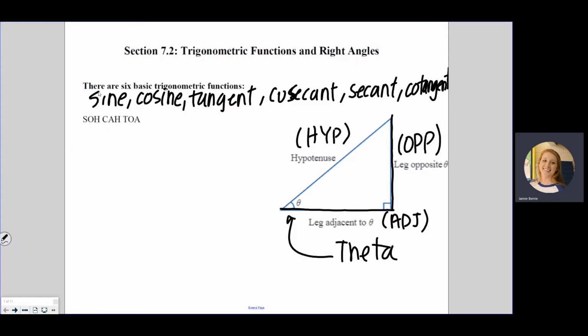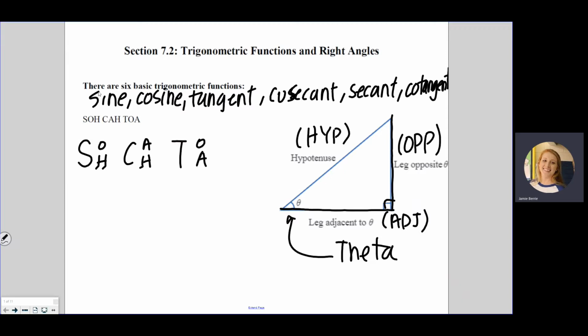The hypotenuse is always directly across from the right angle. That right angle is denoted by that little box in the corner. So again, we have this little saying or phrase to help you remember how these trig functions relate to the sides of the triangle. It's called SOHCAHTOA. I usually write it like this, SOHCAHTOA.